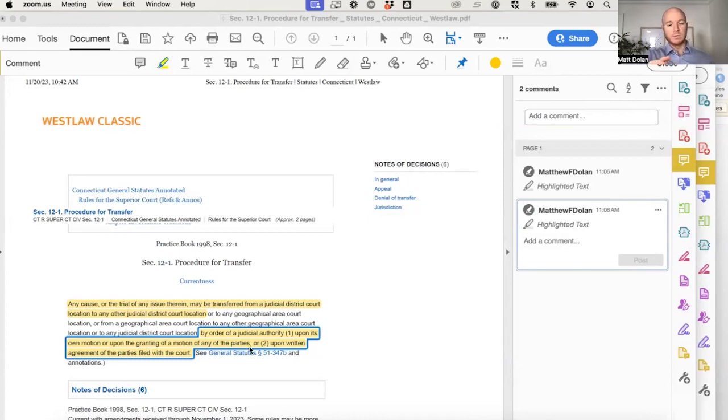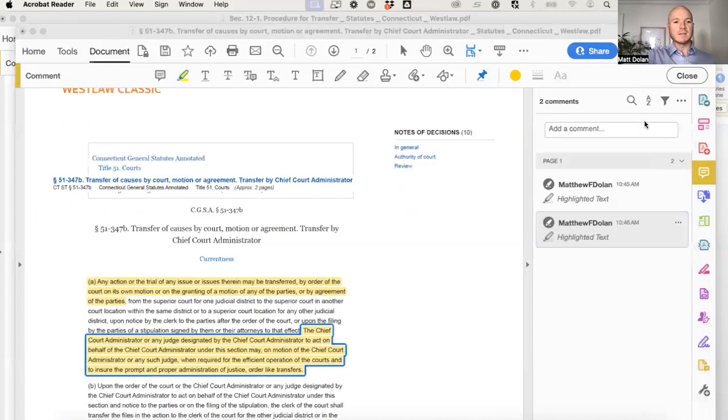One of the parties, plaintiff or defendant, can file a motion to transfer, or upon written agreement of the parties filed with the court. So maybe the parties, without filing a motion, agree that they're going to transfer the case, and they file that stipulation with the court, or maybe they file a motion to transfer and then submit an agreement after. But if that agreement comes to the court's attention, the court can transfer the jurisdiction to another court within Connecticut.